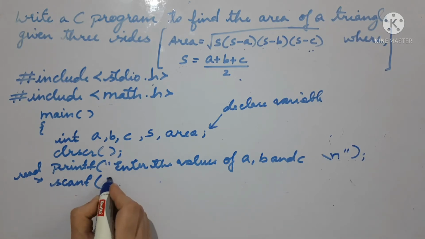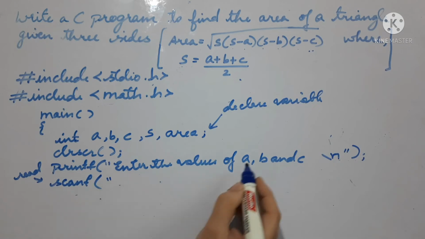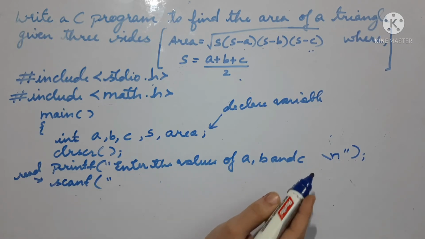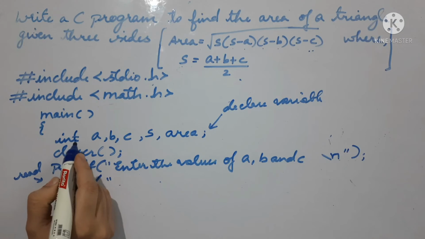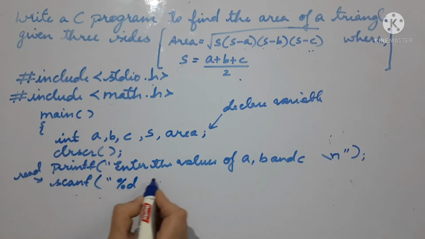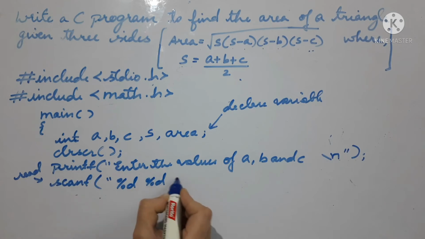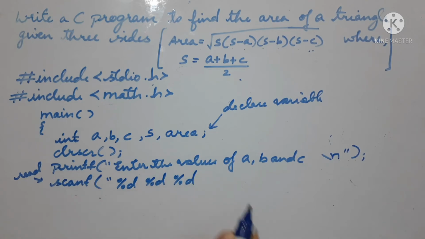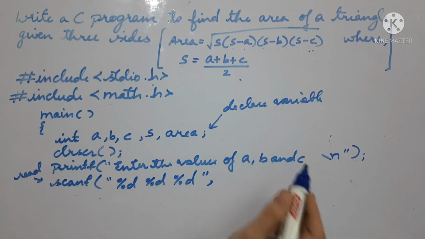So simply in scanf use double quotations. How many values are there? 3 values. What kind of values? They are integer values, so they are called decimal integers. So I use %d and one more %d, and one more %d. Close the double quotations, give a semicolon. So these 3 values represent A, B and C.